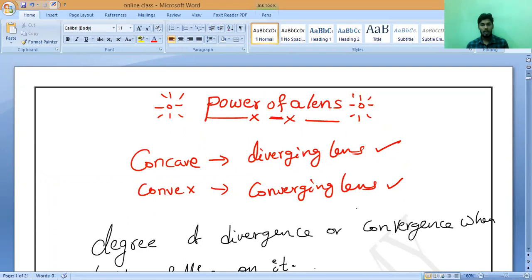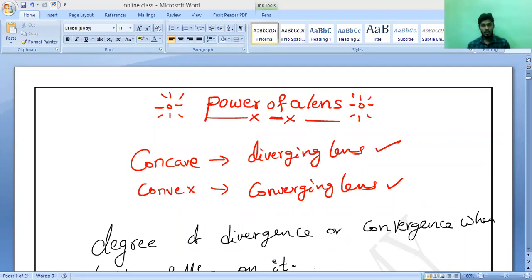Write it: power of a lens. The power of a lens is a measure of the degree of convergence or divergence of light rays falling on it. Do you understand it, all of you? Yes or no? Do you understand or not?